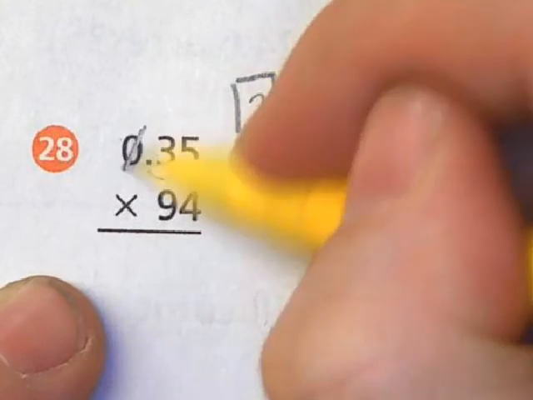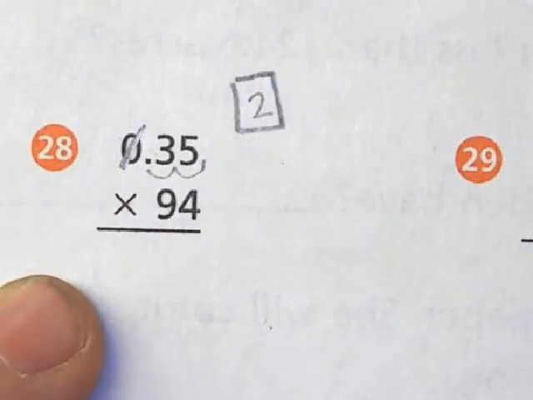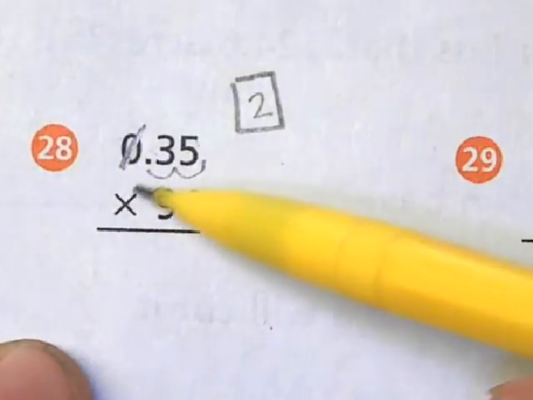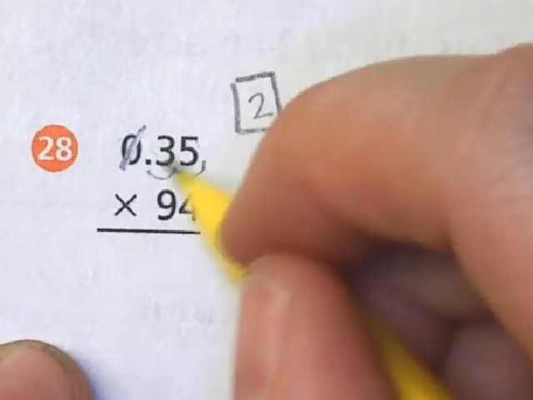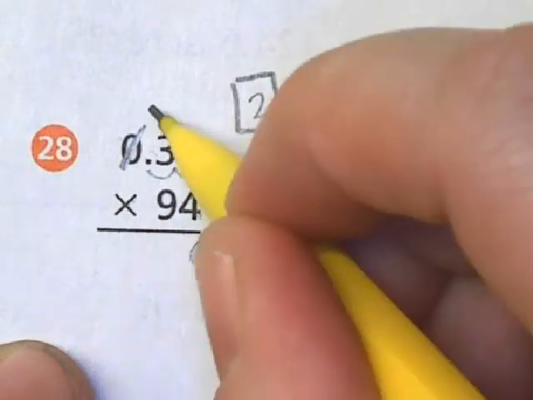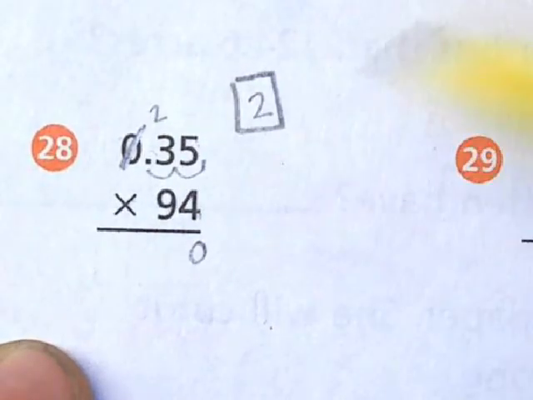And there wasn't a decimal in this one. So that's why it's 2. And there's a 0 out in front. It's a runt. Just get rid of it. So essentially what I'm doing now is 35 times 94.